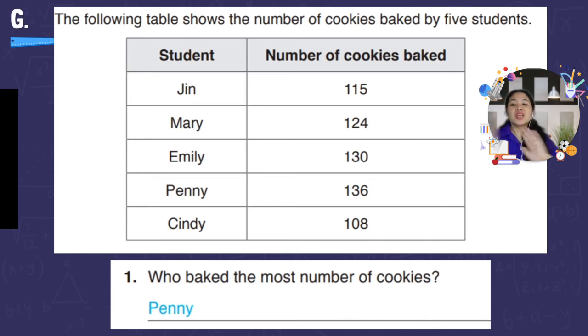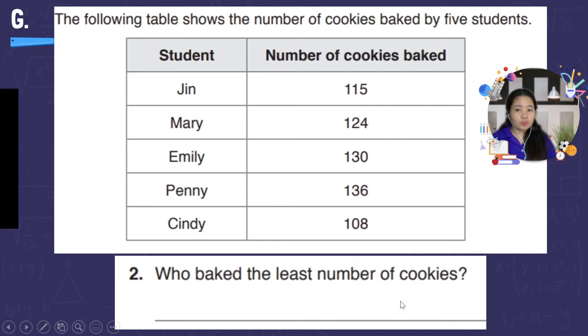Okay, very good. Now, let's go to number 2. Who baked the least number of cookies? Least meaning the smallest amount. So which one here is the smallest amount? Is it 115, 124, 130, 136, or 108? Okay, so that is Cindy. Okay, very good. Now, let's go to number 3.